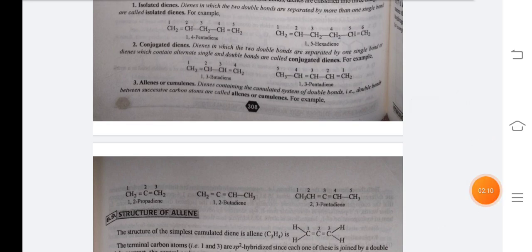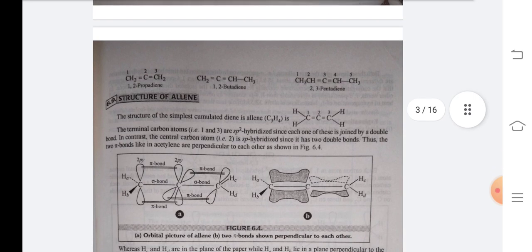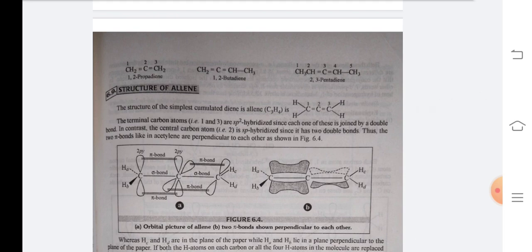Third, allenes. Dienes containing the cumulated system of double bonds, that is, double bonds between successive carbon atoms, are called allenes or cumulenes. For example, 1,2-propadiene, 1,2-butadiene, 2,3-pentadiene. Structure of allene. The structure of the simplest cumulated diene is allene, C3H4.